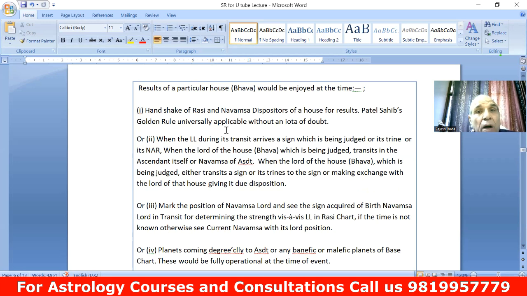Handshake of Rashi and Navamsha dispositor. Patel Sahib, in his book, in the chapter on dispositors, has said that whenever a Rashi dispositor and a Navamsha dispositor meet together, they give you the results of the house whose dispositors they are. I'll show you by example.